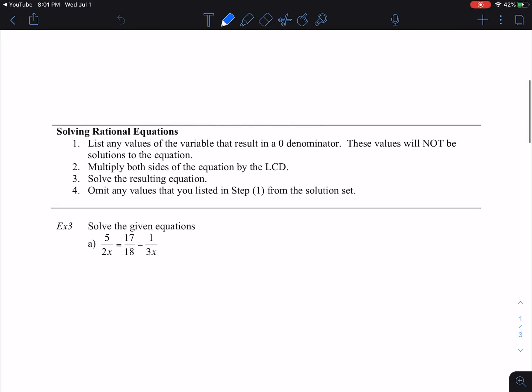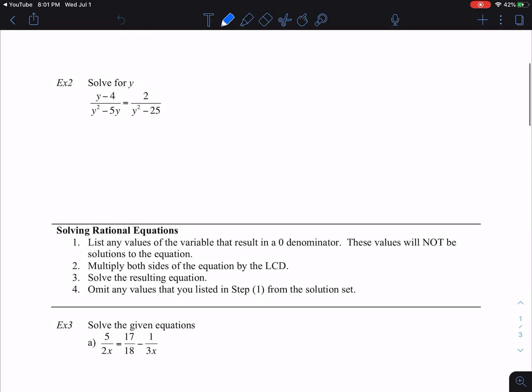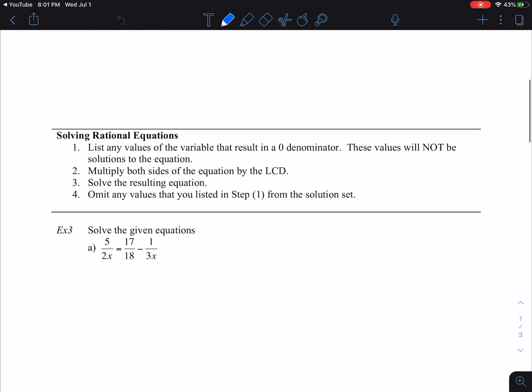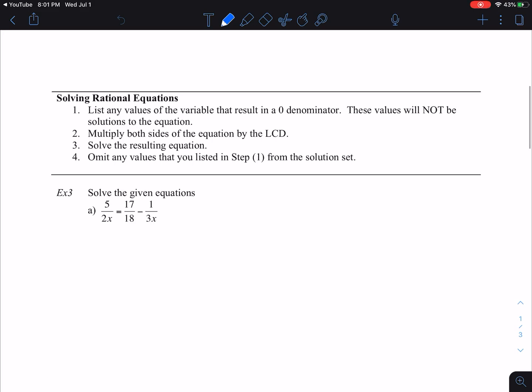Pretty much what we've done up to this point is learn how to factor rational expressions, learn how to find common denominators, and then learn how to simplify rational expressions or complex fractions by multiplying by the LCD. And we're going to put all of those concepts together and apply them to an equation, and we're going to solve it.